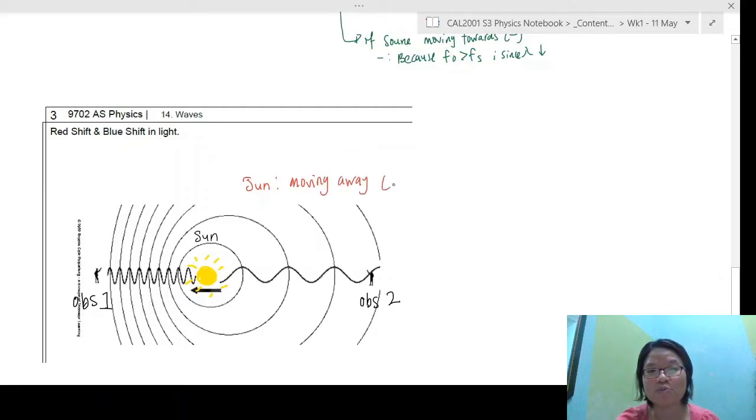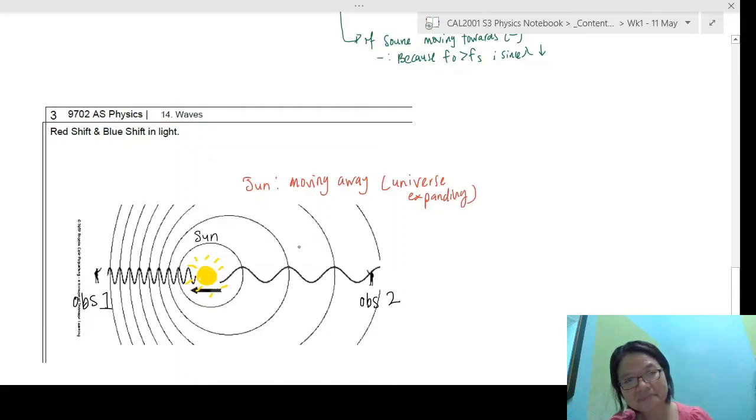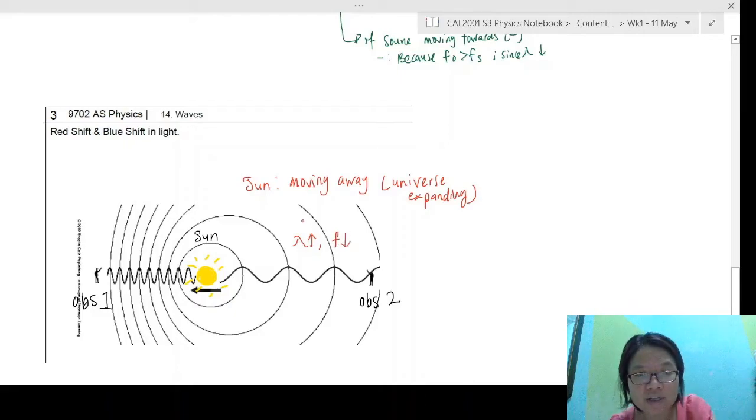So let's say the sun is moving away, or the universe is expanding. You know, we have this theory called the Big Bang theory where the universe is expanding. So let's say the sun is moving away from observer 2. So obviously your lambda is longer. Lambda increases. And if your lambda is longer, what we have now is that your frequency is less. Now the frequency is less.